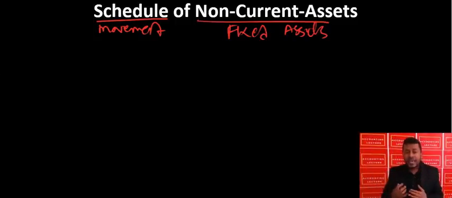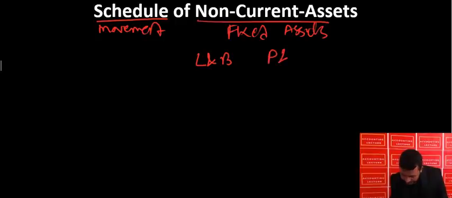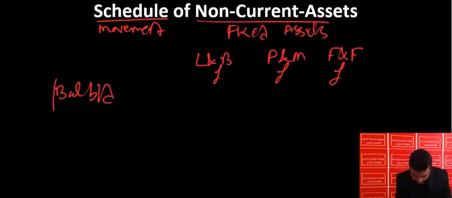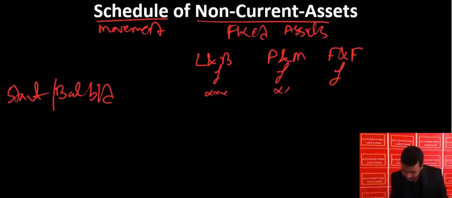Okay, let me quickly draw a pro forma. There's a set pro forma of doing it. Let's assume any business, the business has three particular assets: land and building, plant and machinery, fixtures and fittings. These are our three columns. And in the rows, we want to start with any balance of the assets they had from previous years. We call it balance BD. You can call it the start, the beginning. Whatever is the balance, you write down the figures here.